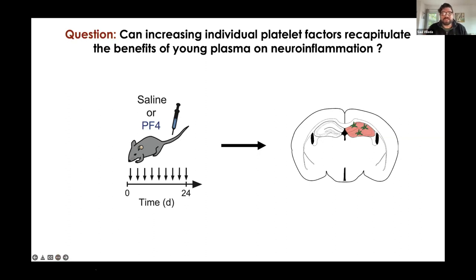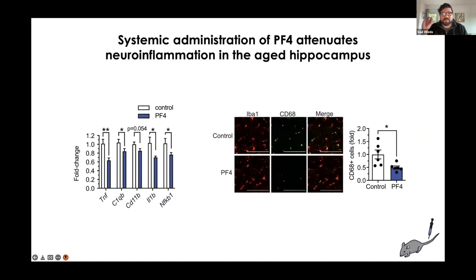And now we really focused our analysis on the hippocampus, looking again at the microglia as well as some neuroinflammatory markers. Here again, I'm showing you TNF, C1q, CD11b, IL-1 beta, as well as NF-kappa B. You can see that administration of PF4 decreased the levels of all of these markers. It also decreased the expression of CD68 within the lysosomes of these Iba1 positive cells.